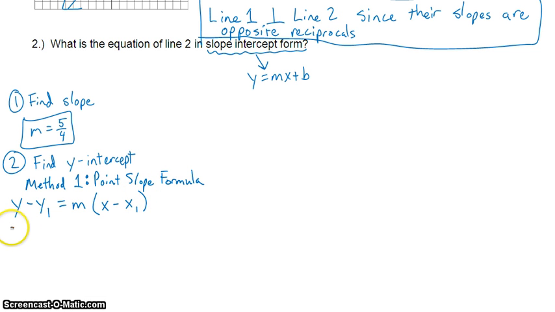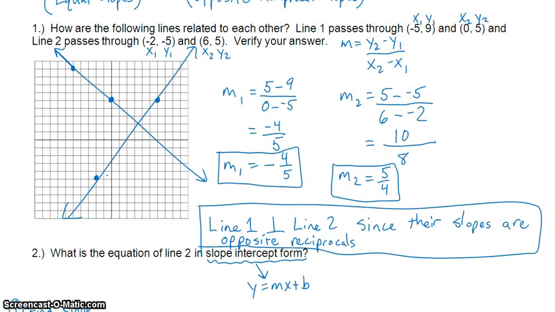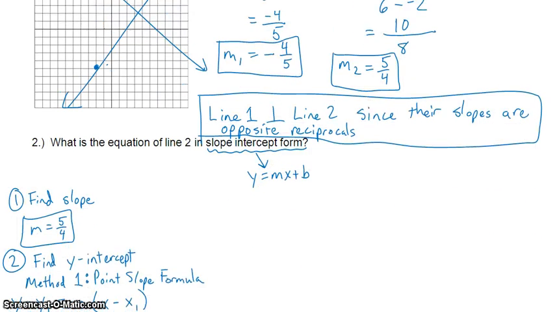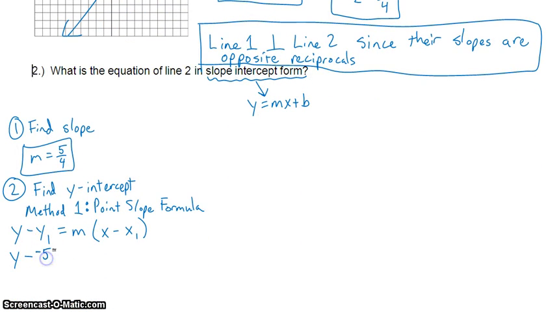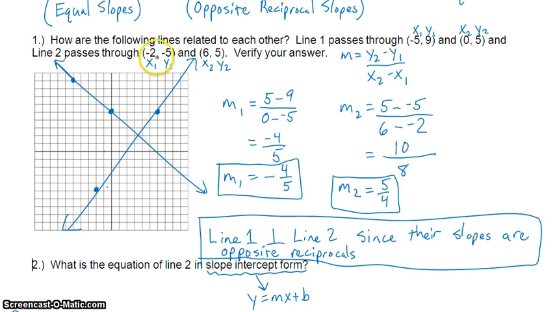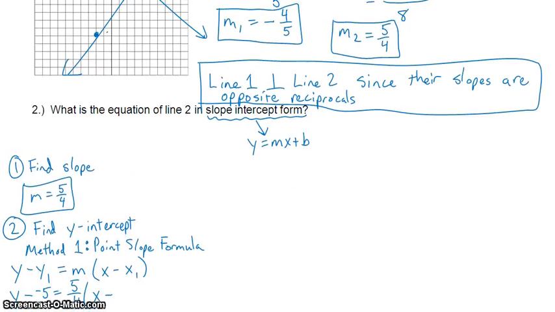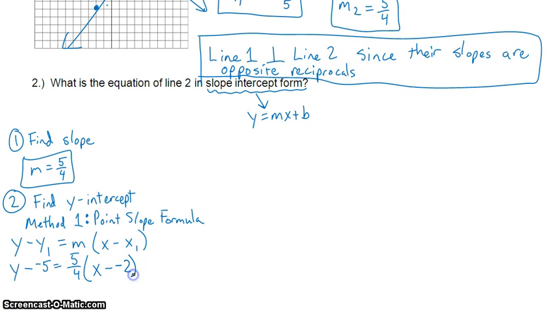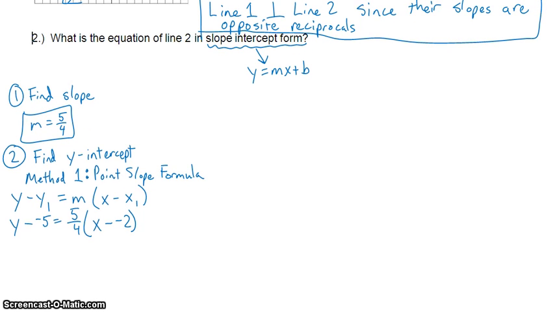So I plug in what I know. y1 for line 2 is -5. The slope is 5/4, and x1 is -2. Now I simplify. y plus 5 equals 5/4 times x plus 2.